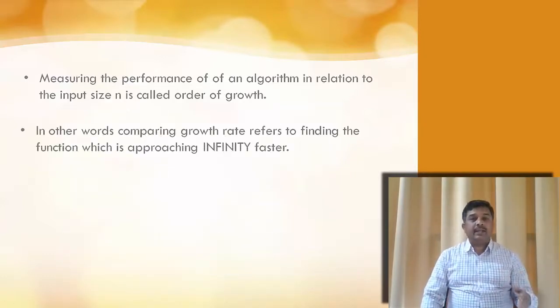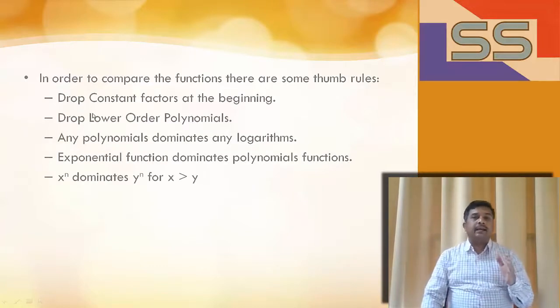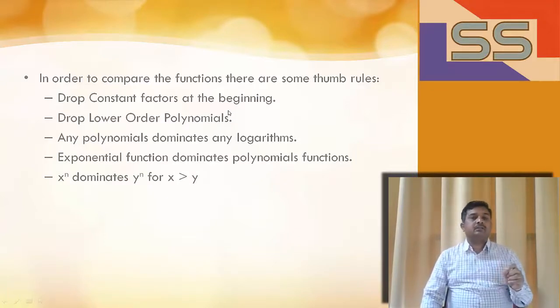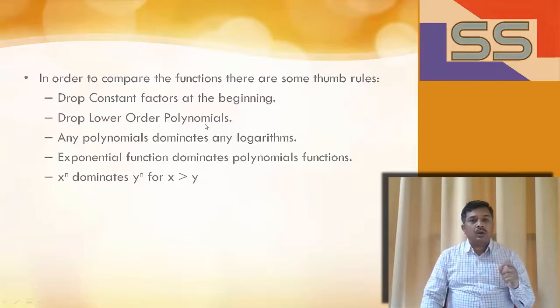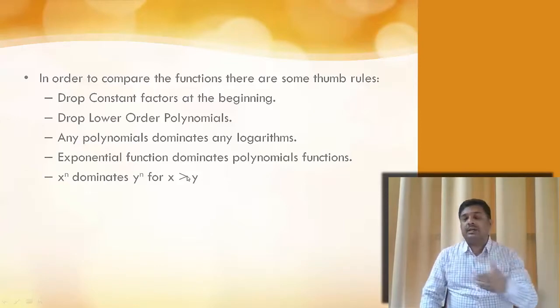Basically when we say order of growth, in other words, we mean to say which function is approaching infinity faster. So in order to find that, there are some thumb rules we need to apply. First of all, we need to drop all the constant factors from the very beginning. Drop the lower order polynomials, those are not required. Any polynomials that are dominated, all those things also we will eliminate. Exponential functions dominate polynomial functions, that we need to keep in our mind. And x to the power n dominates y to the power n for x greater than y. So these are the basic rules that we are going to follow.